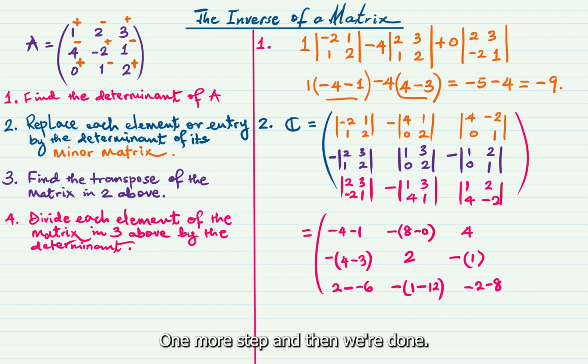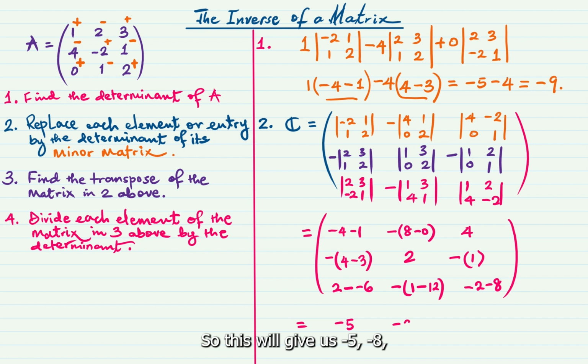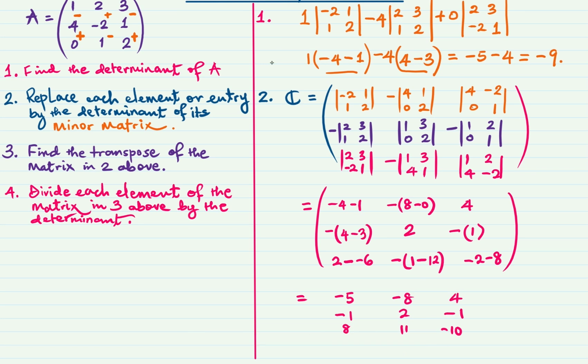Okay, one more step, and then we're done. We'll be done with step 2. So this will give us negative 5, negative 8, 4, negative 1, 2, negative 1, and then I've got 8, I've got 11, and then negative 10. This here is the matrix of cofactors.